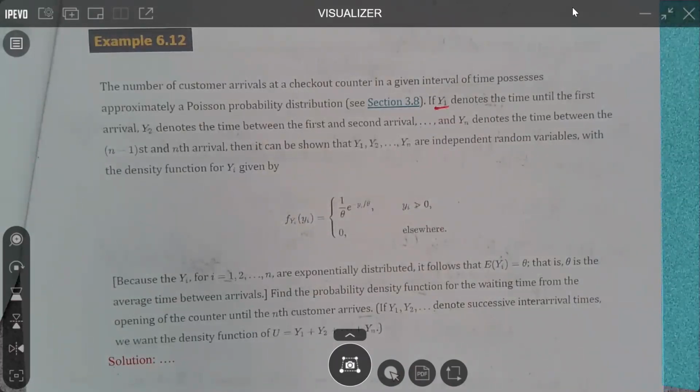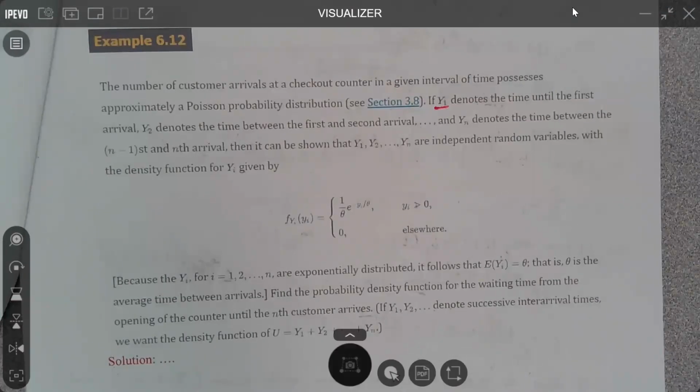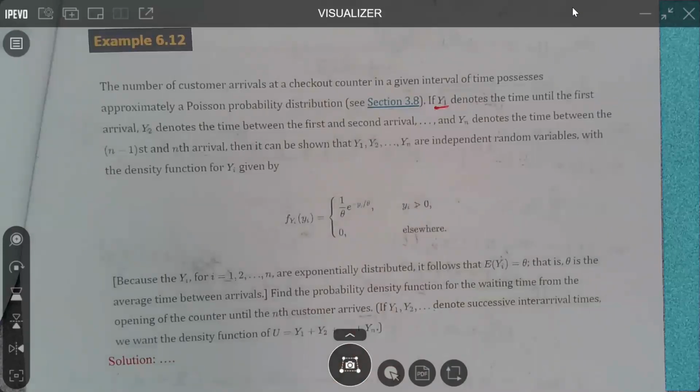Then it can be shown that y1, y2, and yn are independent random variables with the density function for yi given by this density function. Now, can you recognize this density function? What is this density function? We have done that one a lot.